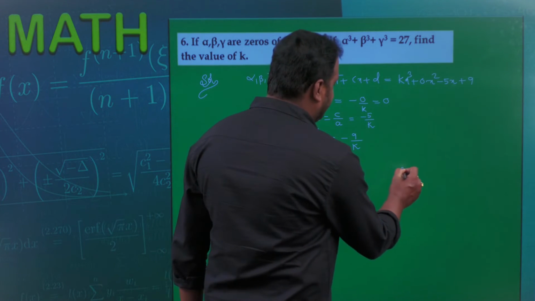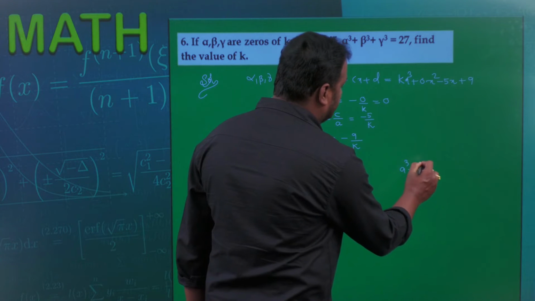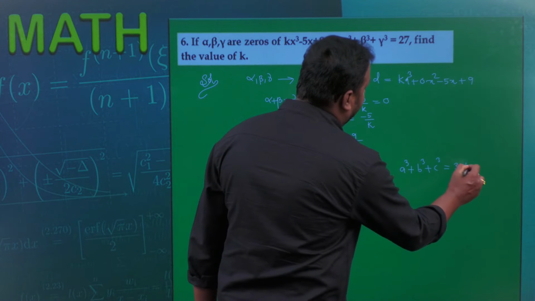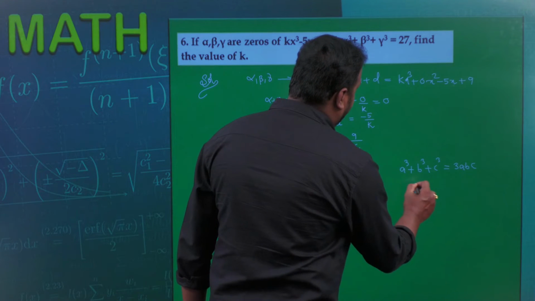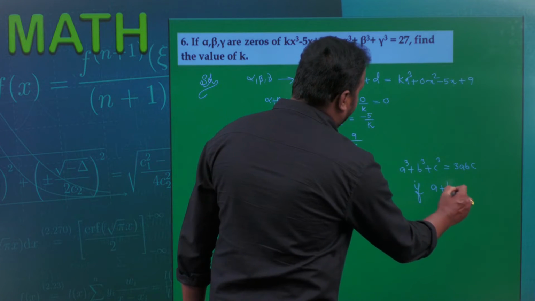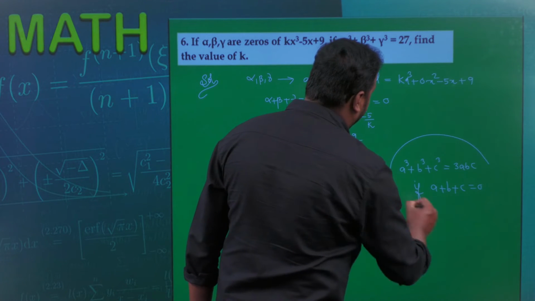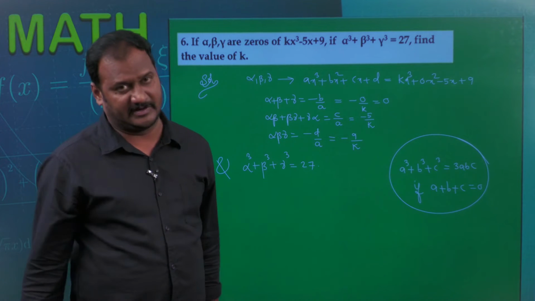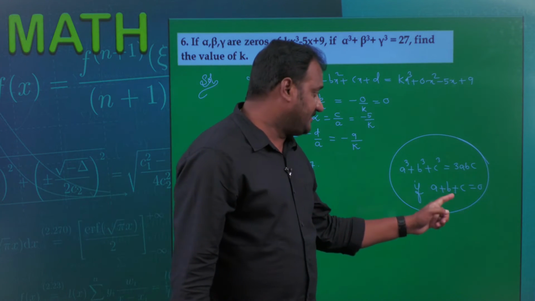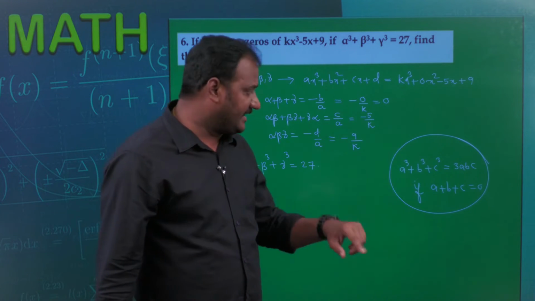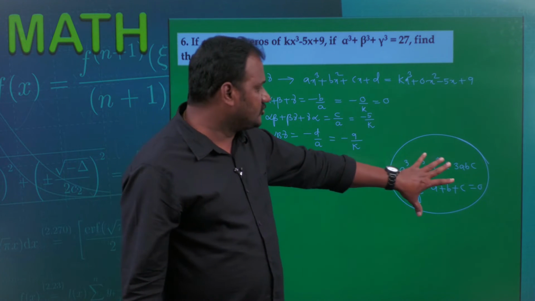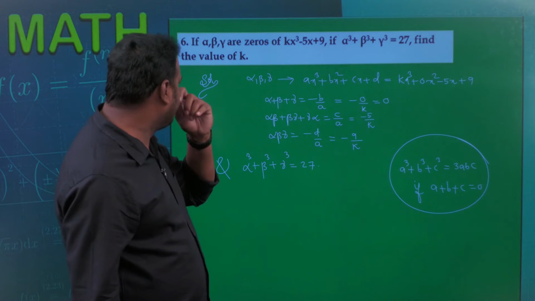That is, a cube plus b cube plus c cube is equal to 3abc, provided a plus b plus c is equal to 0. This is one of the most important and useful formulas. If the value of a plus b plus c is equal to 0, then a cube plus b cube plus c cube is equal to 3abc. How is this useful in order to find out the value of k here?